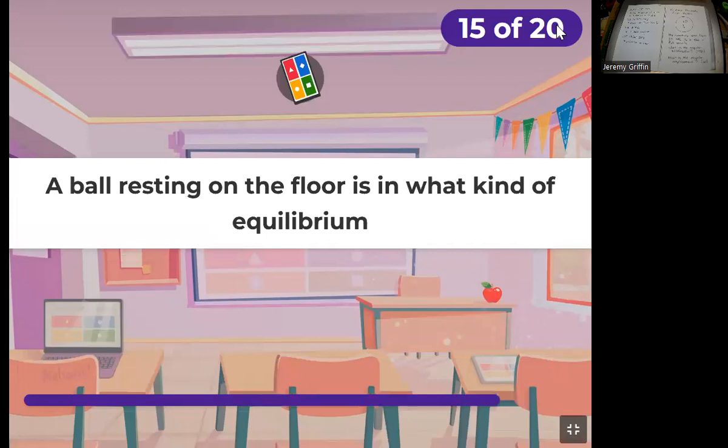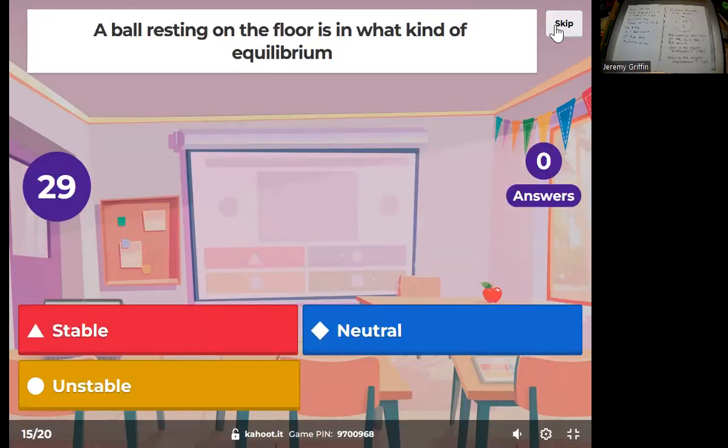A ball resting on the floor. That should be neutral equilibrium. Right? Neutral equilibrium. That's the example I gave you guys. Give it a tap, it'll roll, but the center of mass doesn't actually move up or down. Neutral equilibrium.